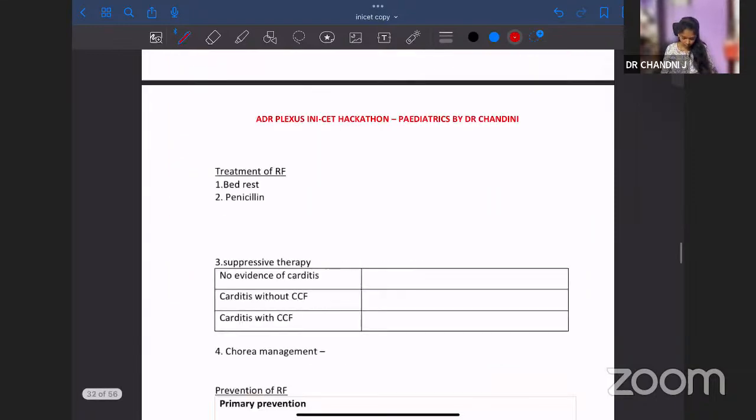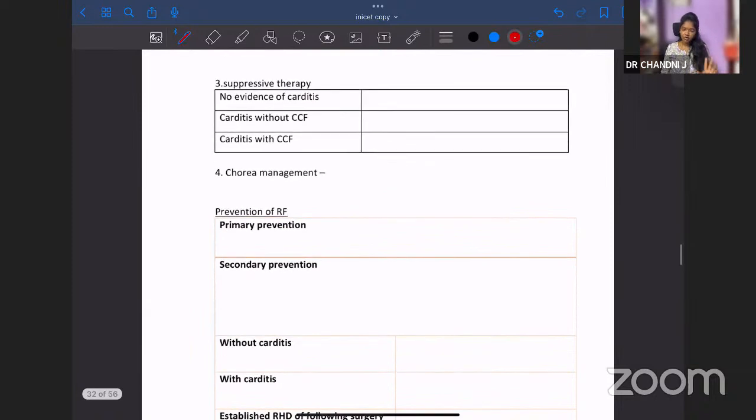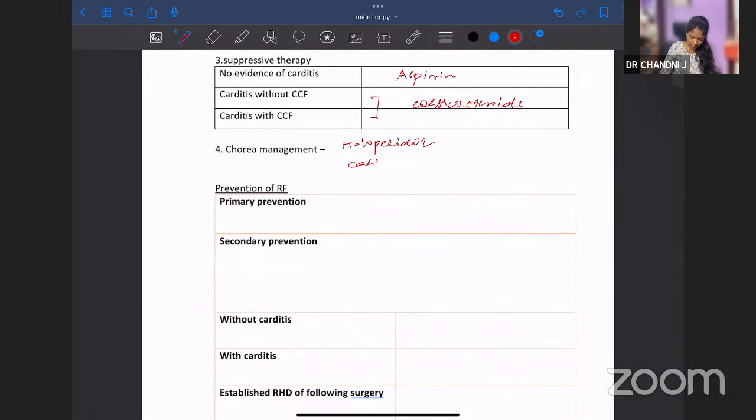Okay. Coming to treatment of rheumatic fever, it is mainly what? Bed rest and penicillin and suppressive therapy. When to give suppressive therapy? If there is no carditis, you give aspirin, that is enough. In carditis with or without CCF, you will go to corticosteroids. Chorea management, you can use haloperidol, or carbamazepine.